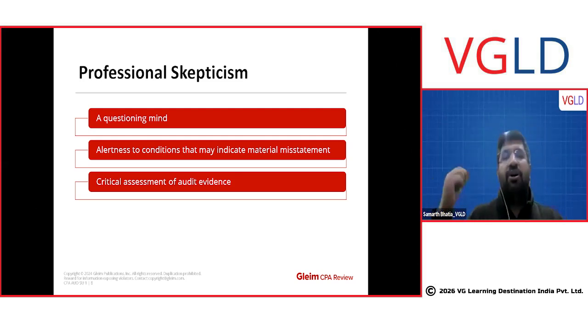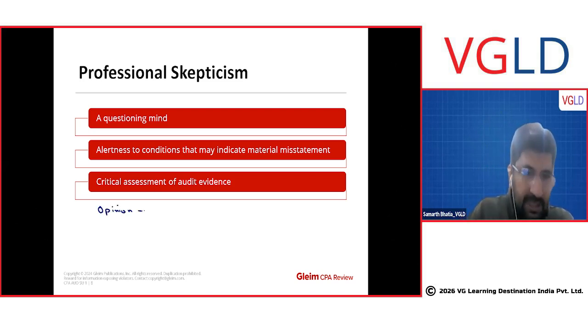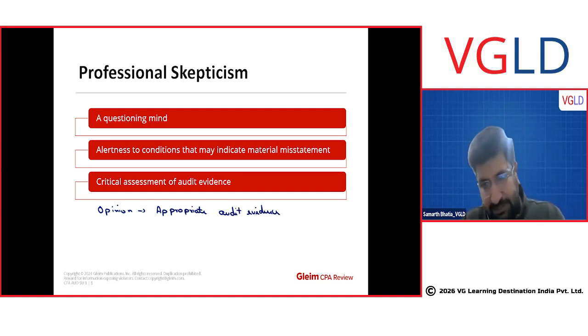Next is critical assessment of audit evidence. Whatever evidence I'm collecting, it's very important. Whenever the auditor is giving an opinion, it should be on the basis of appropriate audit evidence. If they don't have the appropriate audit evidence, they can never give their opinion. So critical assessment of audit evidence should be there. They must be doing a critical assessment of their audit evidence. Without that, the auditor can never give their opinion.